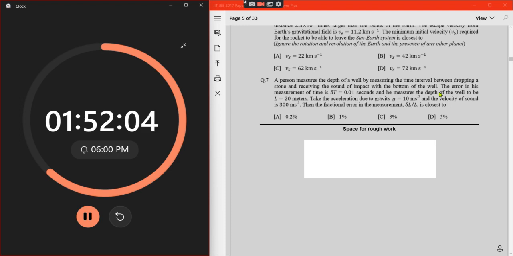Okay, depth L by measuring the time interval between dropping a stone and receiving the sound of impact. Right, so sound goes up. That's the thing. The velocity of sound, and the acceleration of gravity g. Wait, acceleration of gravity. This measurement of time is this thing. Does it matter what g is though? Because the time interval, right? Okay.